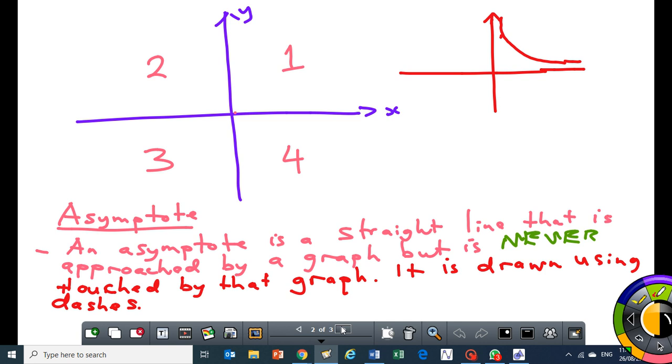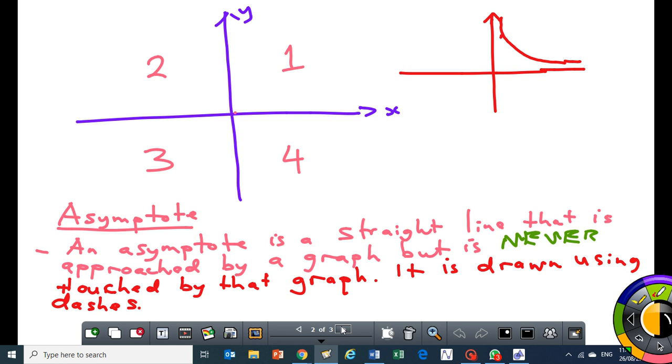Now when it comes to a hyperbola, when you draw it, one curve can be in the first quadrant, another one in the third. Or you can have them in the second and the fourth quadrant. So you draw the two curves in numbers that are both odd or both even. So 2 and 4 are related, 1 and 3 are related. Then let's move on to an asymptote.